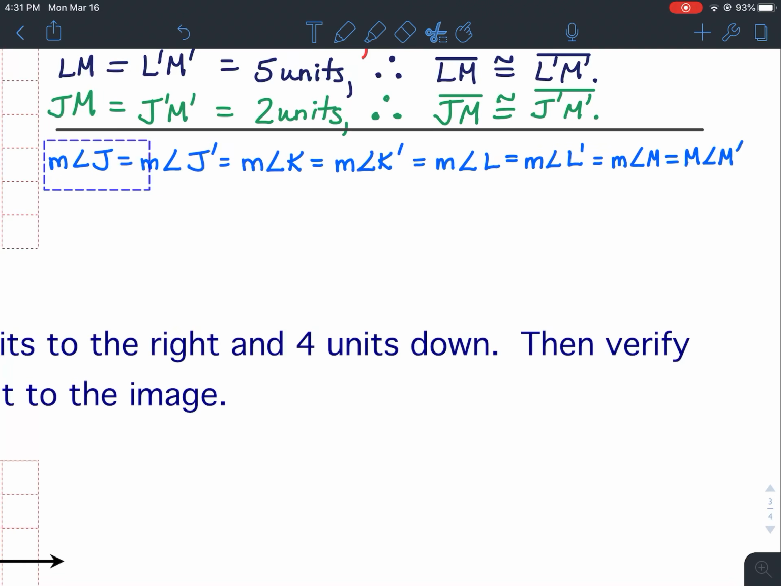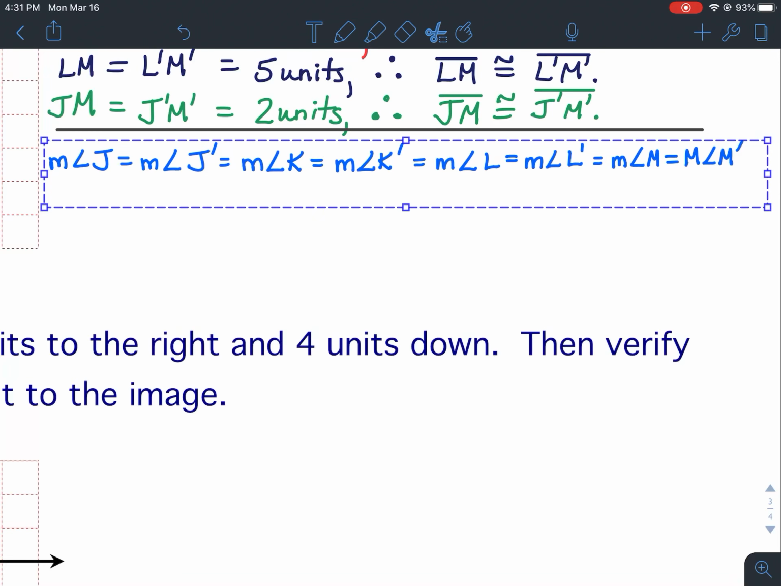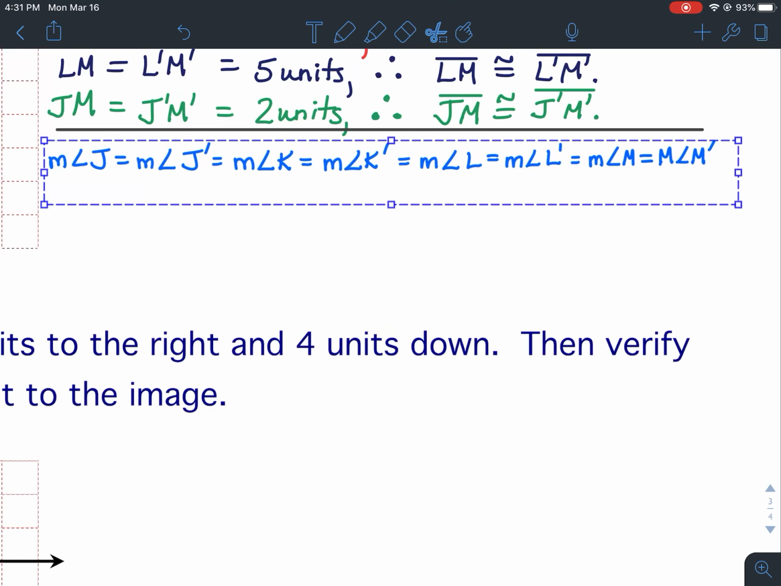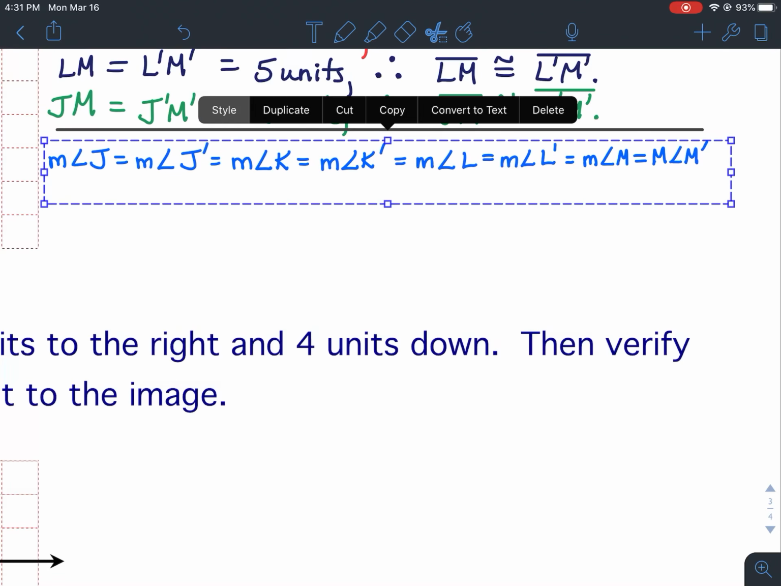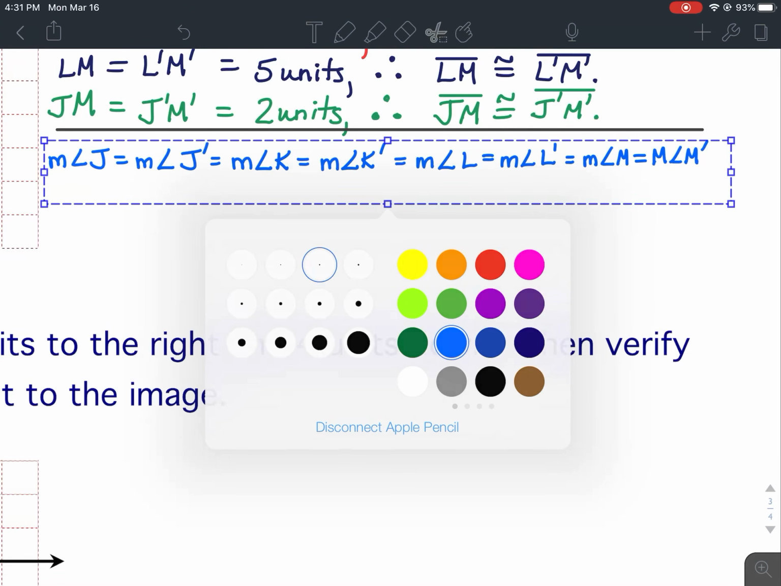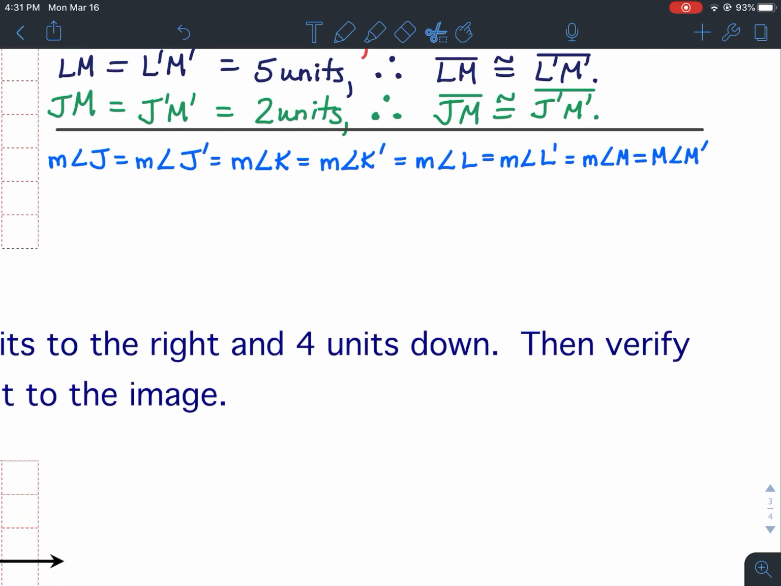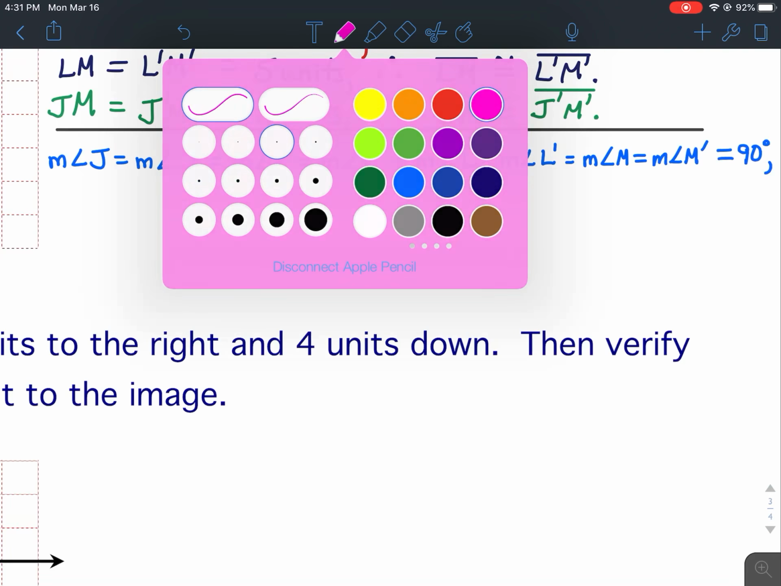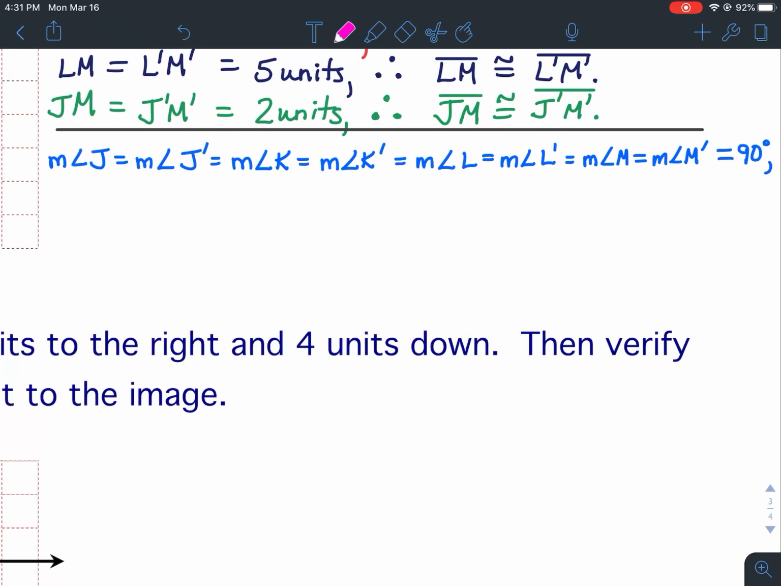Now, I kind of ran out of room, so I'm going to make this a little smaller. That way I have enough room at the end to state that, make this a lowercase m, that all of the angles equal 90 degrees. They all measure 90 degrees. And because they all measure 90 degrees, I can now state that they are all congruent.